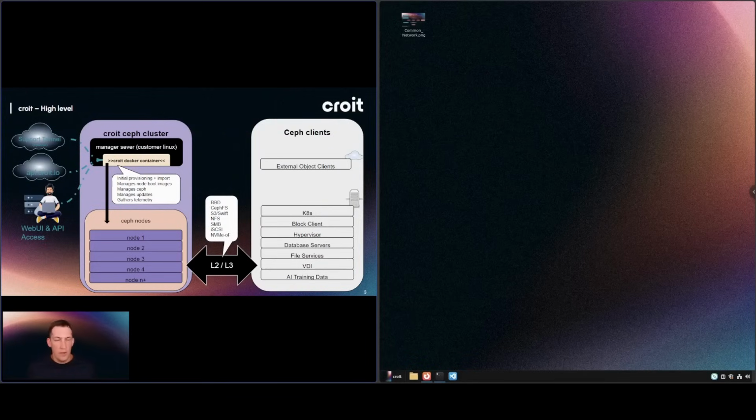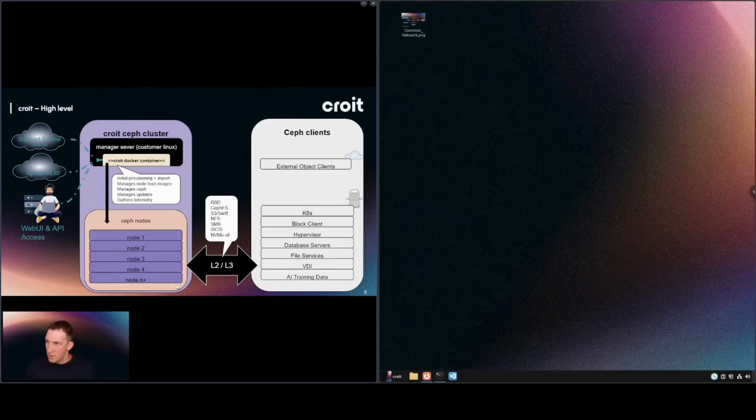And here's a high-level diagram of what this would look like. So the Croit Docker container is what gets deployed on a Linux server that can be physical or virtual that you manage. And the container handles all of the provisioning of new nodes, importation of existing Ceph clusters. It manages the node boot images themselves, manages the Ceph and updates, and also gathers telemetry.